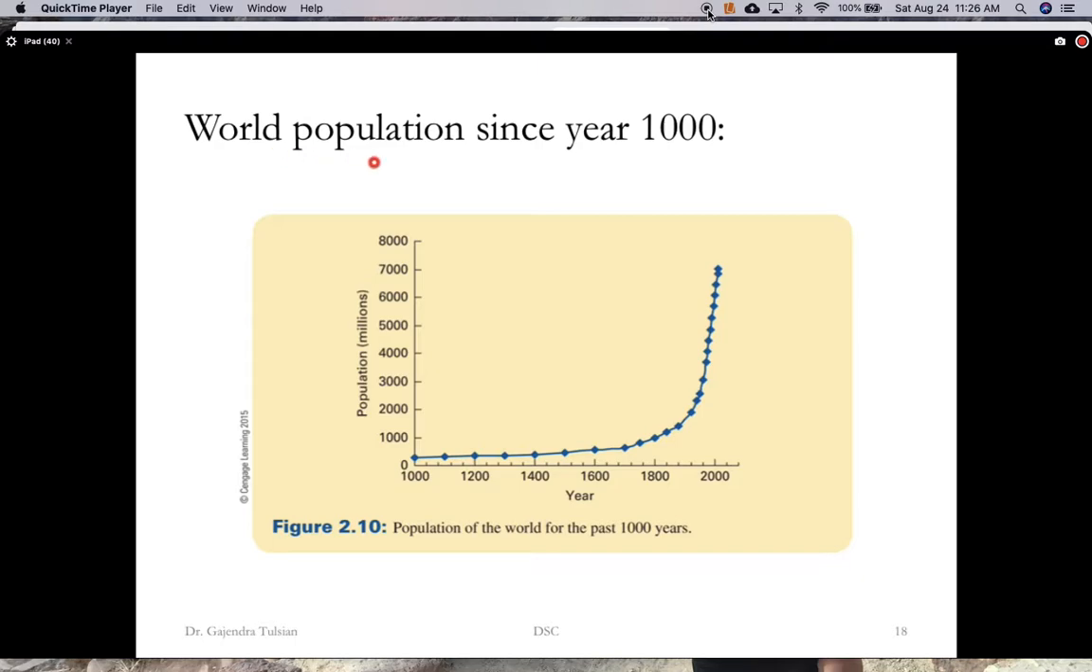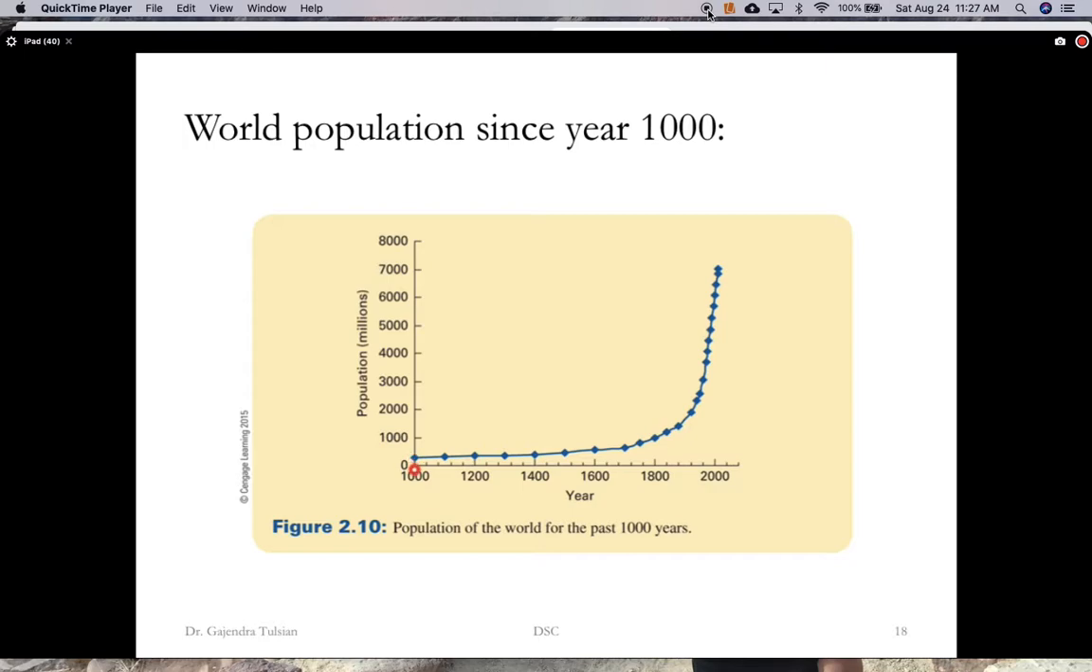All right, so here's the world population for the past 1,000 years. So here we are roughly in year 2000, and this is year 1000, and this is the population given in millions. So 7,000 millions would be 7 billion. So currently the world population is about 7.7 billion. Okay. So that's the world population.